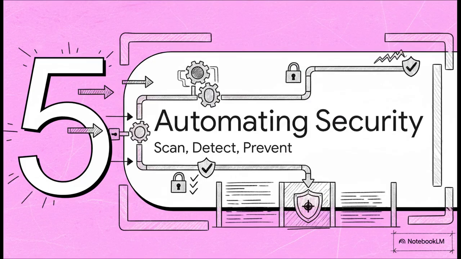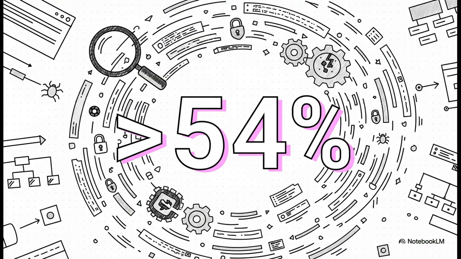Okay, all of this is great, but let's be real. Trying to manually check every single workflow and dependency for these kinds of issues at scale, it's just not going to happen. It's impossible. That's why the final piece of the puzzle is building automated security guardrails right into your pipeline. And just to give you a sense of the scale of the problem, research found that over 54% of JavaScript-based GitHub actions have at least one security weakness. That's more than half. There's no way you can catch all of that by hand.